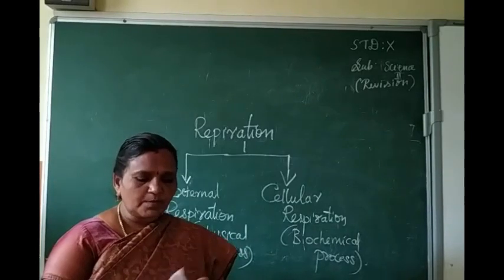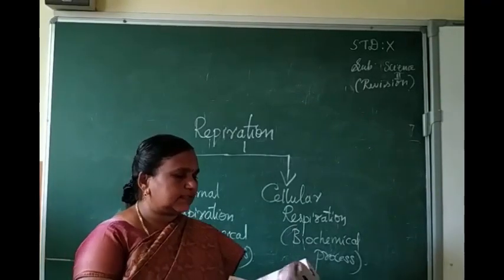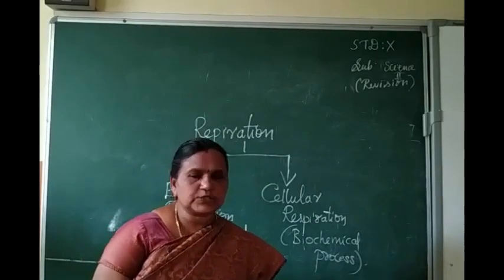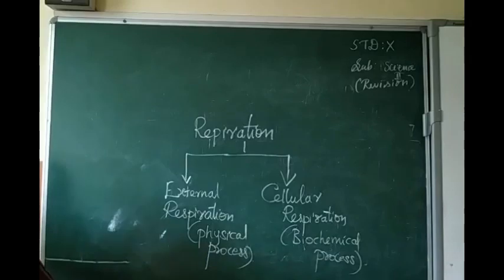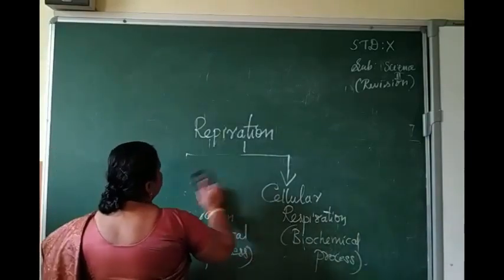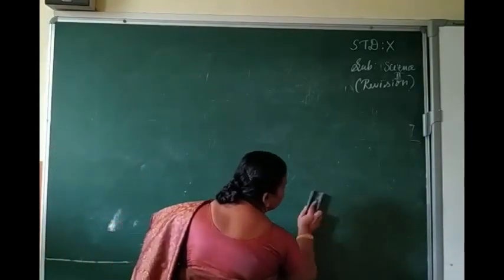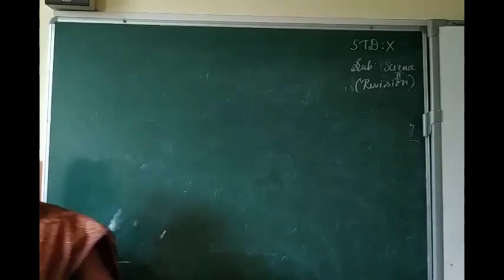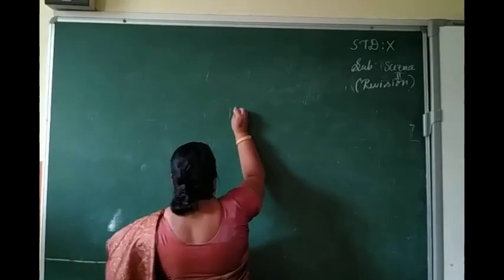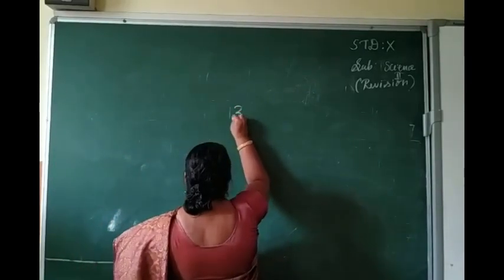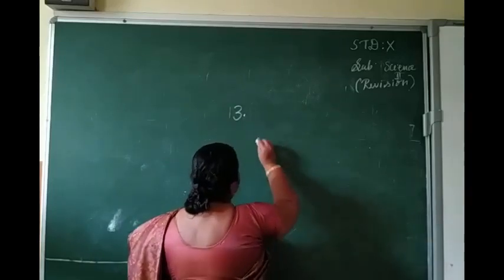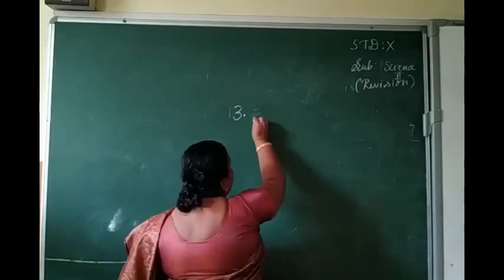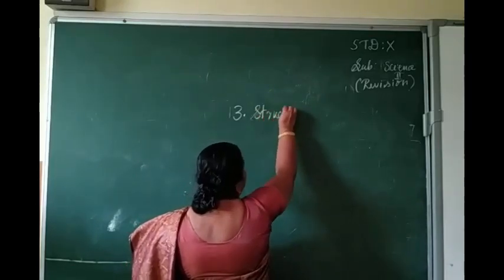Then we can pass on to the second lesson revision, that is structural organization of animals, that is unit 13 in biology, science 2. Unit 13, that is structural organization of animals. Here 2 animals are included.